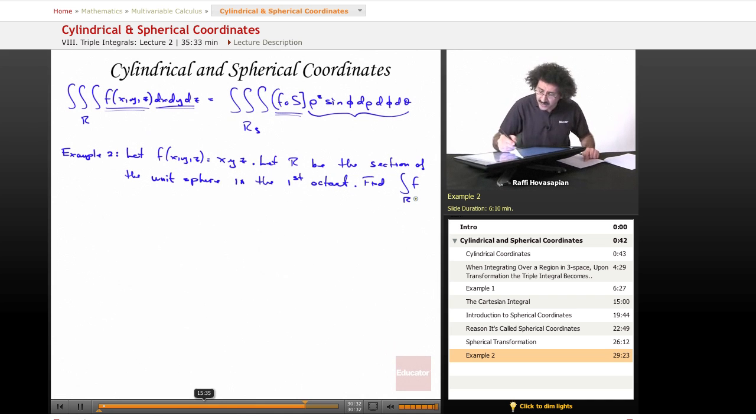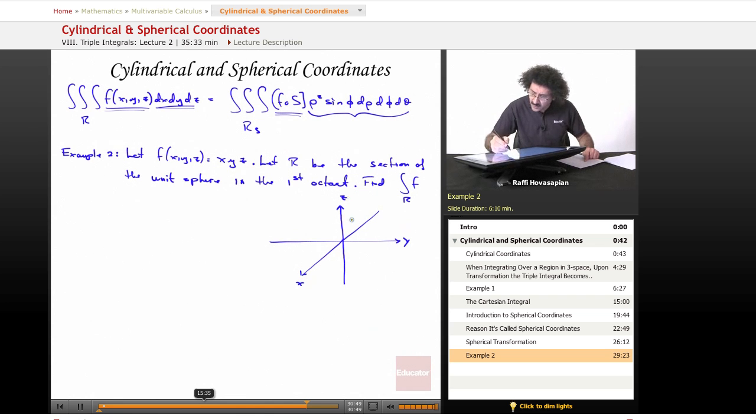Okay, so let's just take a look at our region. I'm going ahead and drawing out the full 8 octants. So this is the first octant over here. This is Z, this is Y, this is X, this is Z. So we have the unit sphere there, there, and there. That's it. So it's the section of the sphere that's just in the first octant, essentially 1/8 of the sphere.